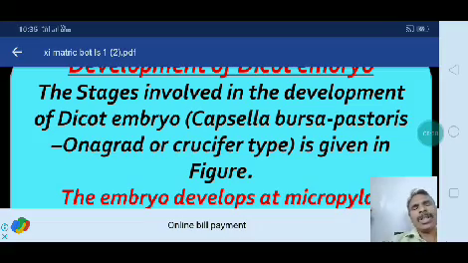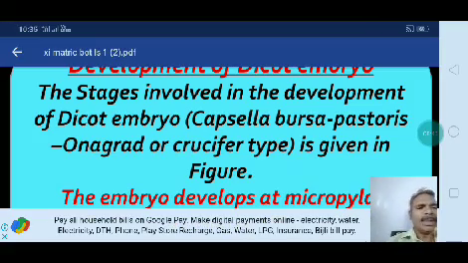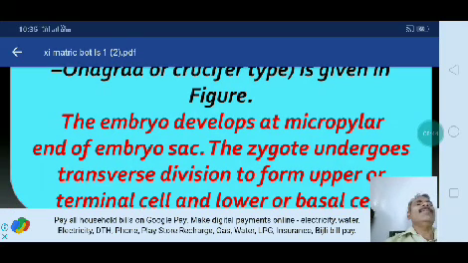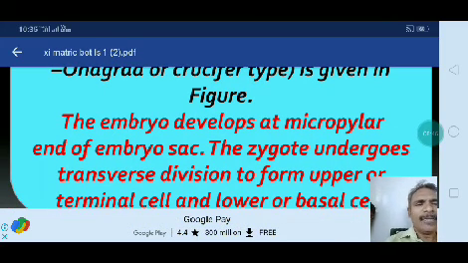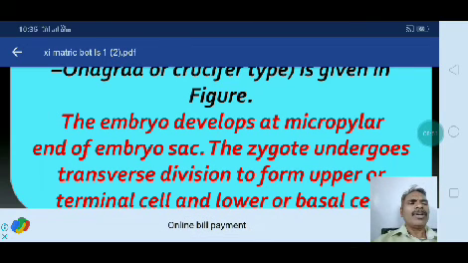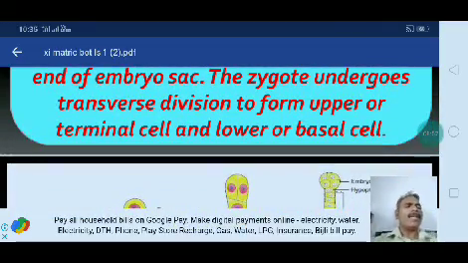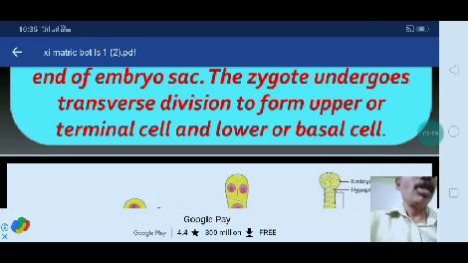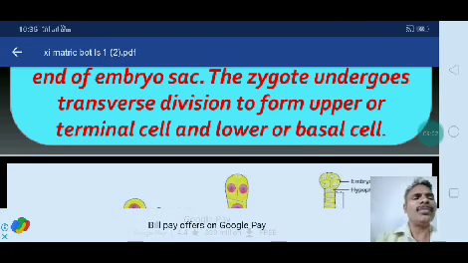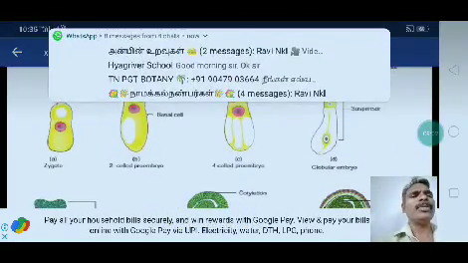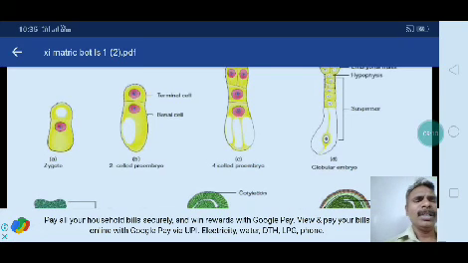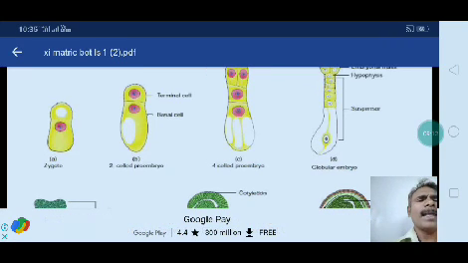These are the stages involved in the development of dicot embryo. The embryo develops at the micropylar end of the embryo sac. The zygote undergoes transverse division to form an upper or terminal cell and a lower or basal cell. You can see the diagram of the embryo development. There is a zygote, and it goes to the two-celled proembryo. The first one is the terminal cell, and the one below is the basal cell.